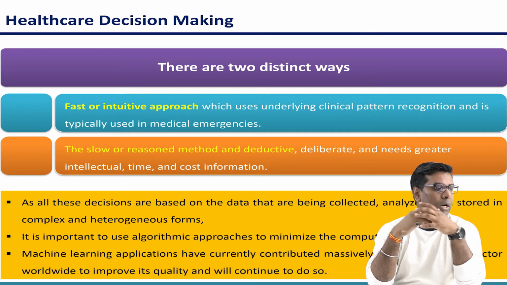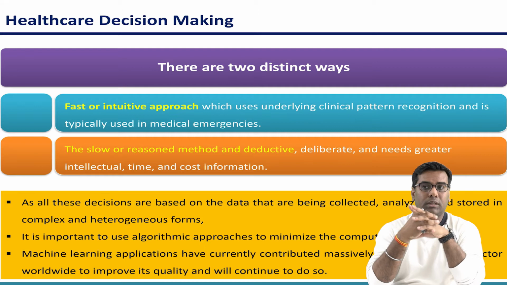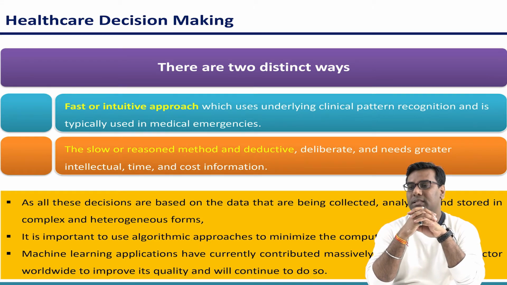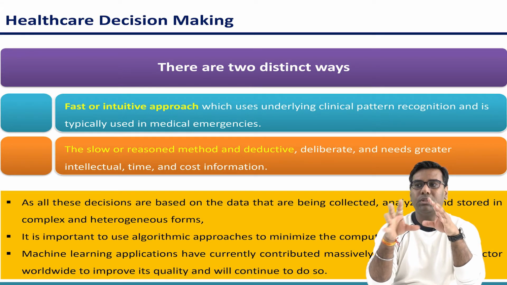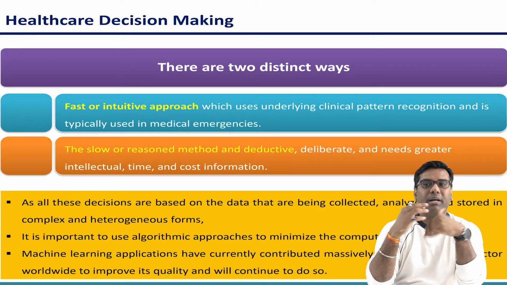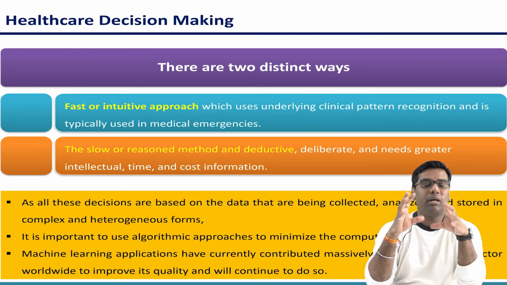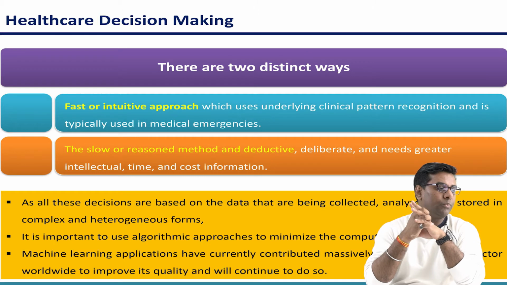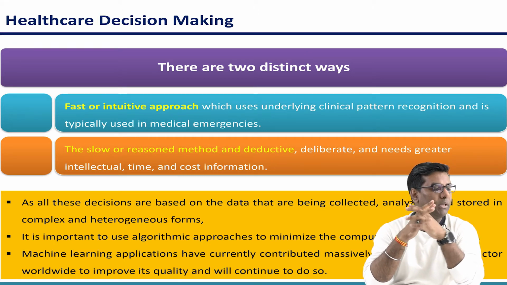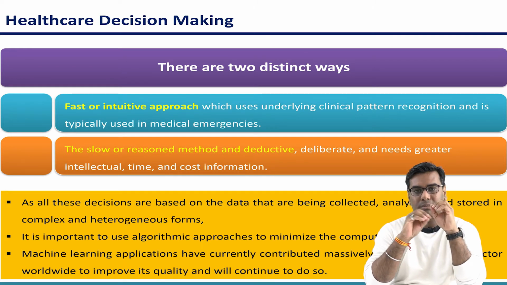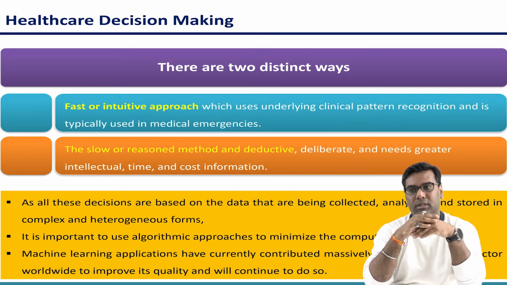So the fast intuitive approach has some issues, which gives fast pattern recognition, just finding the pattern and giving it typical use for medical emergencies. So that type of approach has some issues also. It has a higher possibility of being erroneous and providing incomplete perceptions. Maybe something is missing because of doing some fast processing, right?